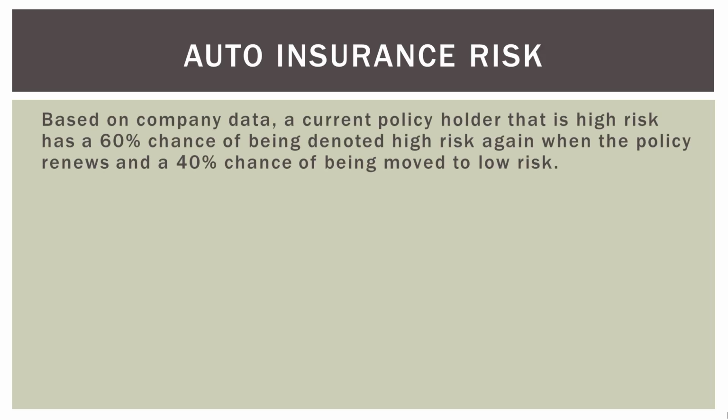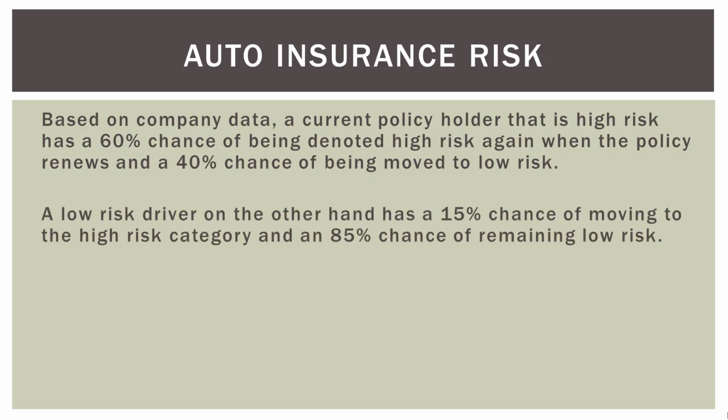Now, based on the company data, internal to the company, so its own policyholders, if a driver is high risk now, there's a 60% chance they will be high risk when they renew their policy a year from now. And therefore, that means there's a 40% chance they will not be. They'll be low risk. So notice those add up to 100%. Now, someone that's low risk right now has a 15% chance of moving to high risk when their policy renews, or an 85% chance of remaining low risk. And again, those probabilities add up to 100.